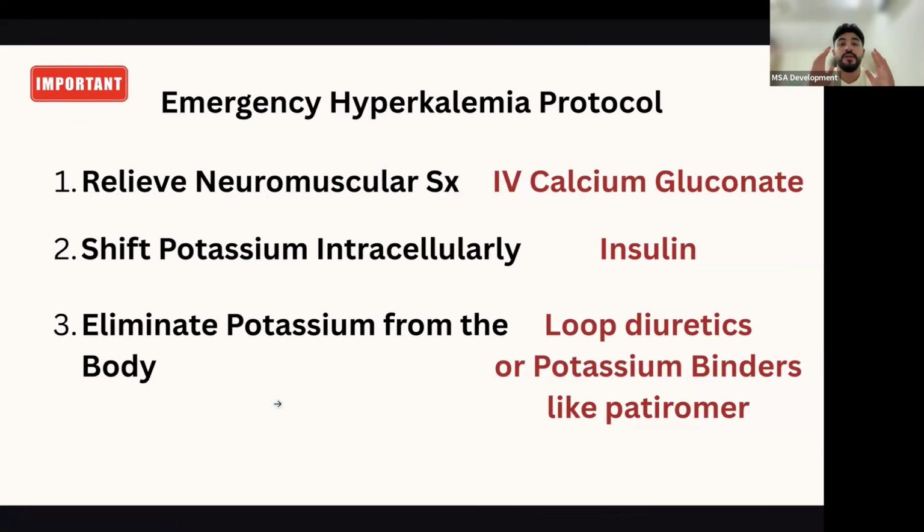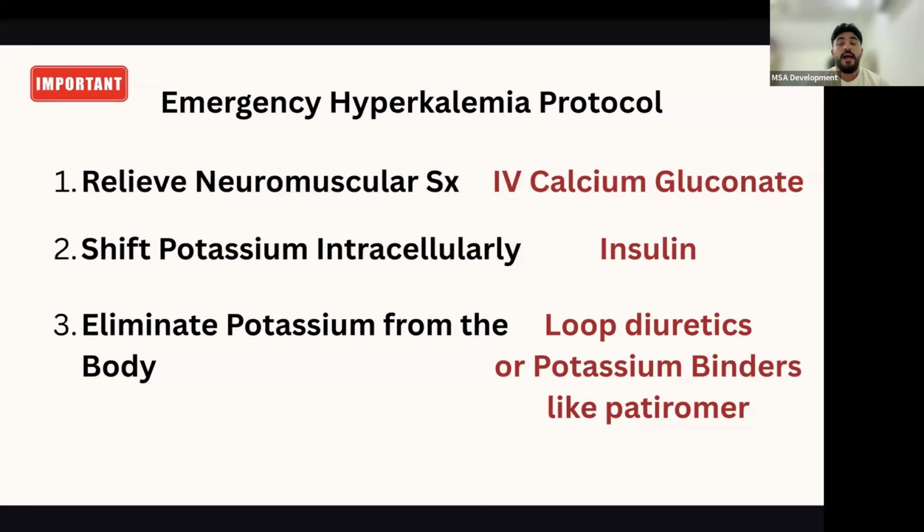Now, this is extremely important. The doctor highly emphasized how you are going to manage hyperkalemia. First of all, when you want to manage it, it's an emergency, and I've seen it in the emergency department. You have to manage it immediately because you're putting the patient at cardiovascular risk. So first, you need to relieve their neuromuscular symptoms, so you give them IV calcium gluconate.